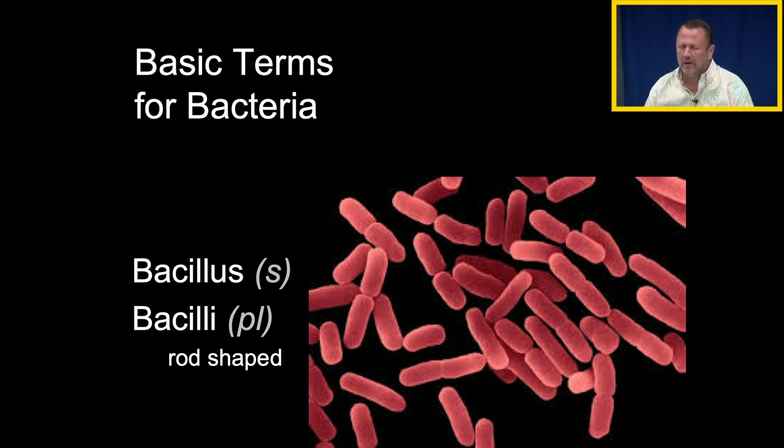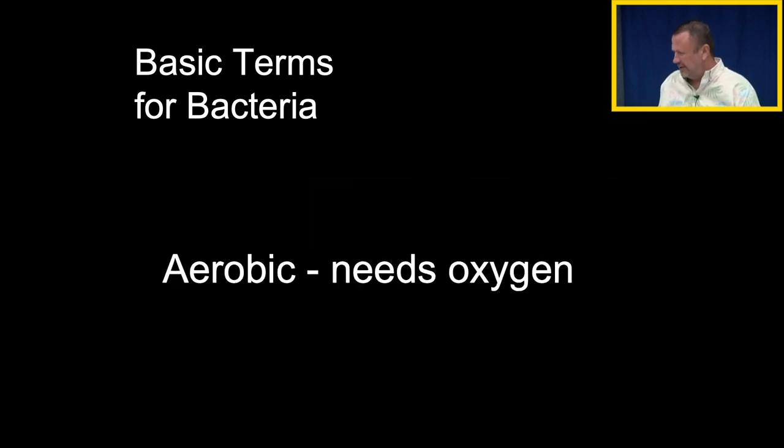Gram-negative organisms will stain red under the microscope. Gram-negative rods, that's what's most common. Gram-positive cocci, gram-negative rods are most common. However, there are gram-positive rods and gram-negative cocci as well that we will come across. But the rods are called bacillus, the plural bacilli, and these are rod-shaped bacteria.